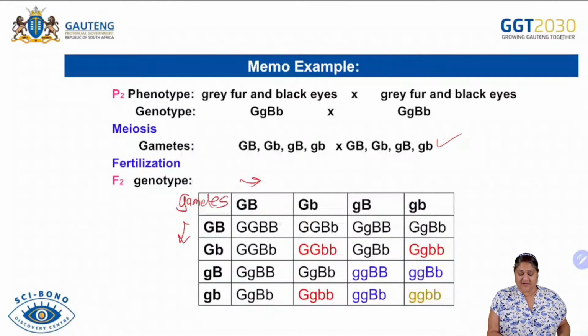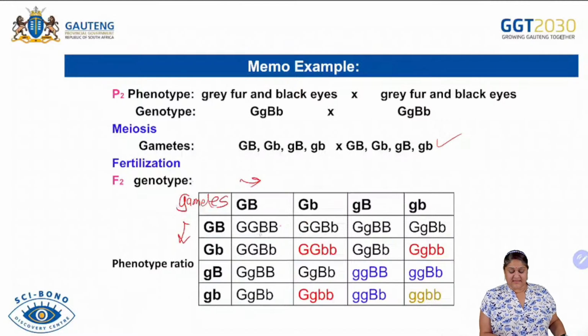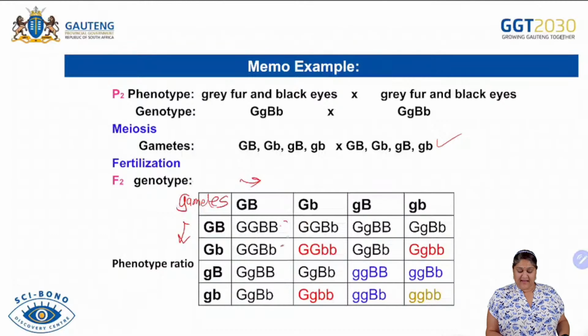So let's have a look at the first one. This one is gray. It's gray with black eyes. This one is also gray with black eyes. All the ones that are in black are gray with black eyes. So we have 1, 2, 3, 4, 5, 6, 7, 8, 9. So we already know that we have 9 of those.